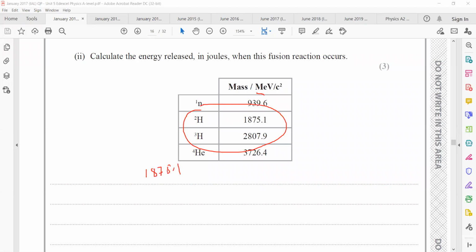So the difference is basically 1875.1 plus 2807.9 minus the mass of helium, 3726.4, plus 939.6. When you take the difference, this will give you the mass as 17 mega electron volt per c square.